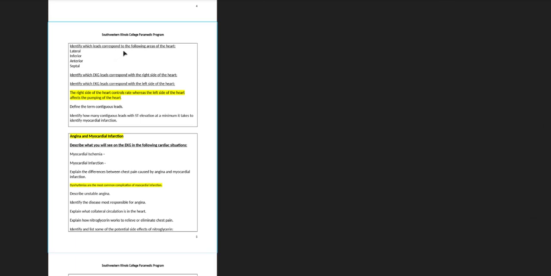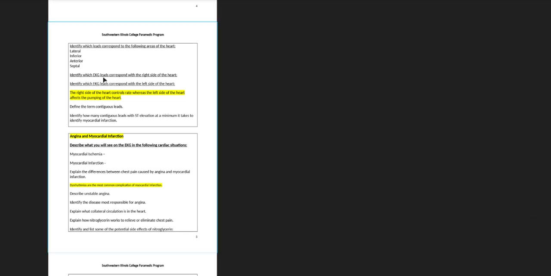Identify which leads correspond to the following areas of the heart. So lateral, this is going to be 1 and AVL, and V5 and V6. So the high lateral 1 and AVL, and low lateral V5, V6. Inferior, this is going to be 2, 3, AVF. Anterior V3, V4, and septal V1, V2.